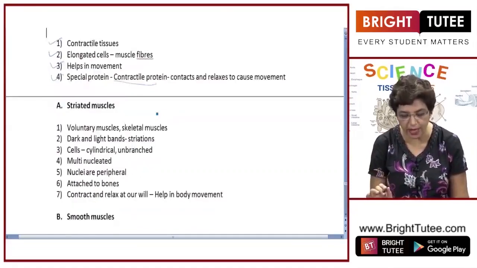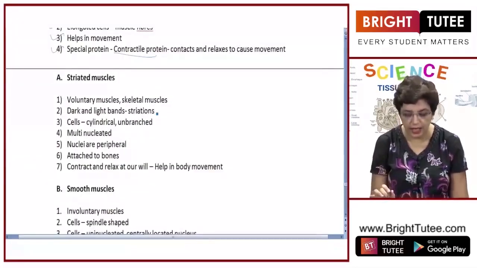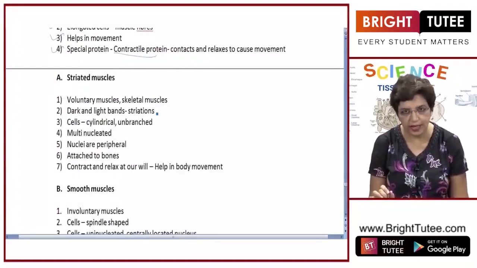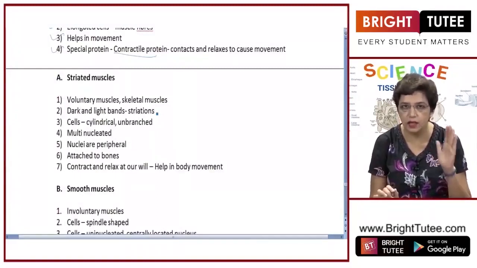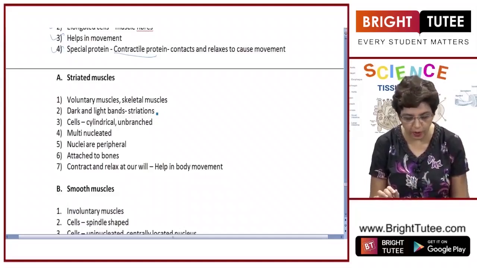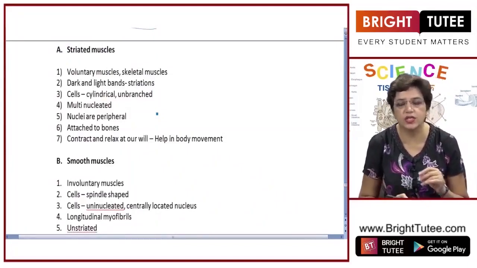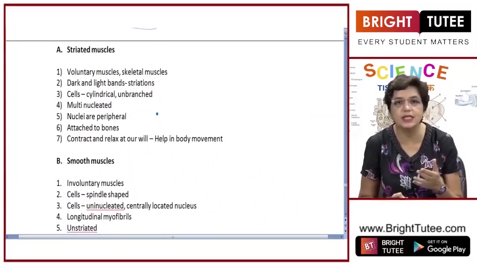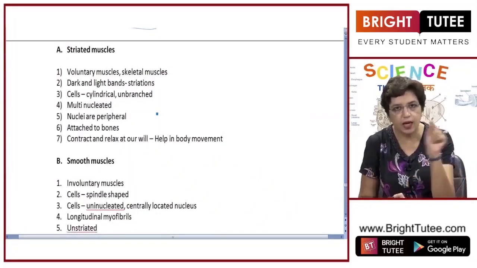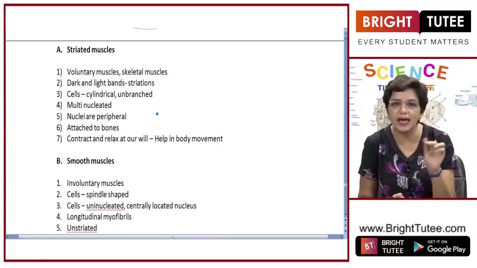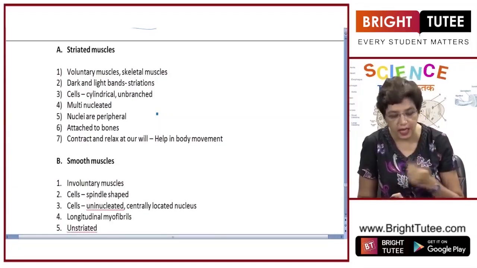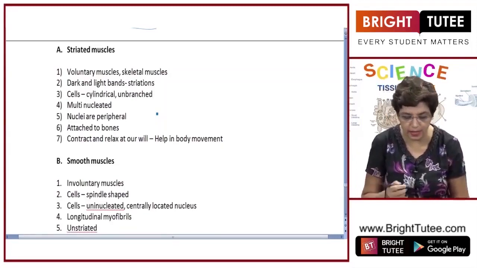So there are three main types of muscle cells: striated, smooth and cardiac. So let us understand the difference between their structure and function. It's a very important topic. First is striated. Striated, as the name suggests, when you look at these muscles under a microscope, there are large dark and light bands, stripes you can see. That is why the name striated muscles.